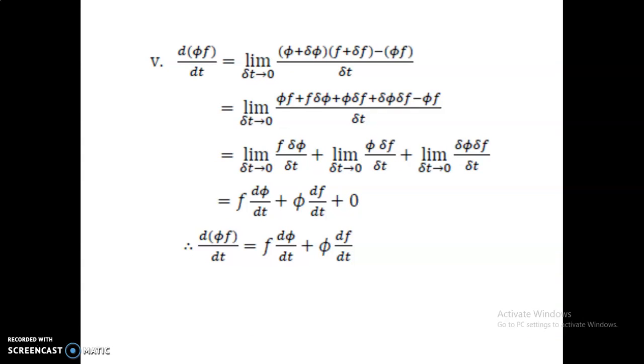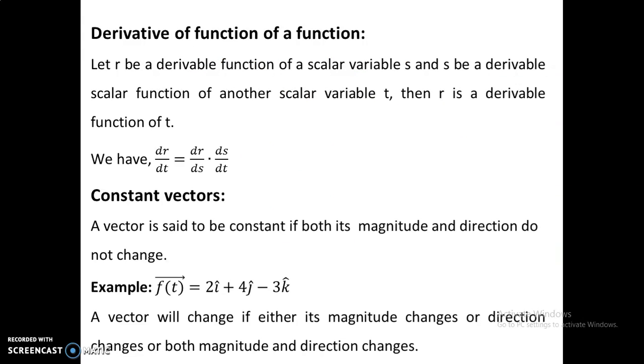And similarly, we have d by dt of a scalar function times a vector function. We arrive at f into the differentiation of the vector function with respect to t, plus phi, the scalar function, into the differentiation of the vector function.